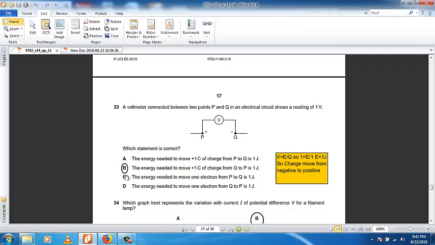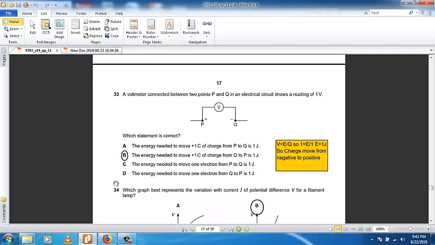Okay, so for 33, the energy needed to move 1 coulomb of positive charge from P to Q is 1 joule? No. The energy needed to move 1 coulomb of positive charge from Q to P is 1 joule? That's correct. The energy needed to move 1 electron? No. So the answer is B.